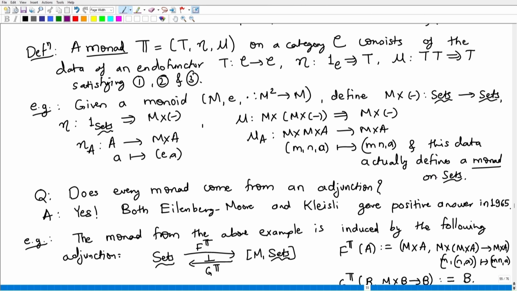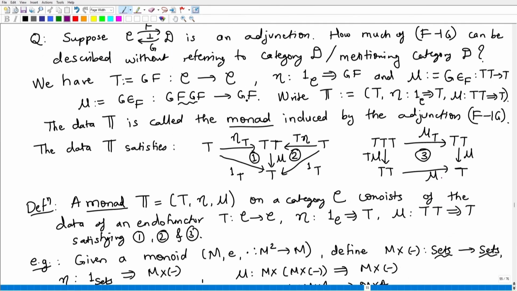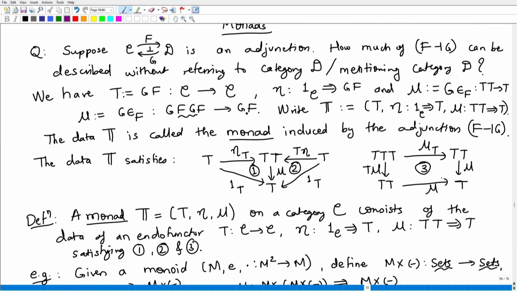We asked the same question. What was our original question? That this is an adjunction, without referring to category D, how much of the adjunction can we describe? If we change our question to, without referring to category C, how much of our adjunction can we describe, then we'll get epsilon, and simultaneously we'll have a co-multiplication. It will be a map from T to TT. Okay, co-multiplication.